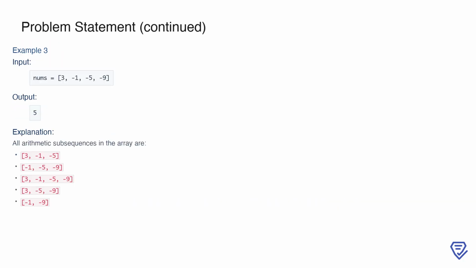Now, consider another example, nums equals [7, 7, 7, 7, 7]. The output for this case is 16. Here, any subsequence with 3 or more elements is arithmetic because all the elements are identical, and the difference between consecutive elements is always 0. This symmetry leads to a large number of valid subsequences. Specifically, there are 16 arithmetic subsequences of size 3 or more that can be formed from this input.